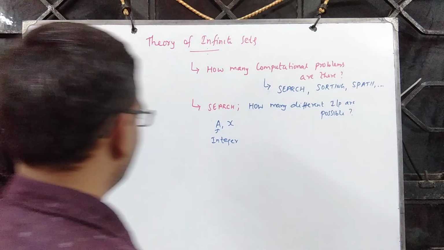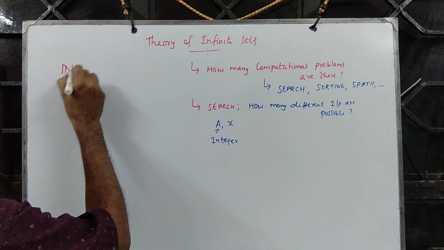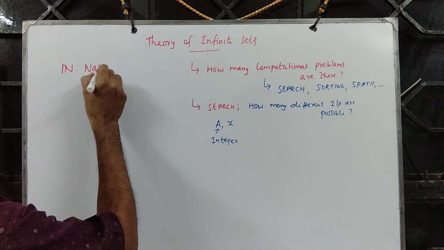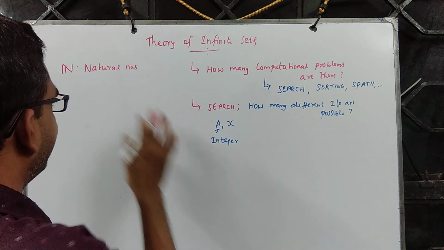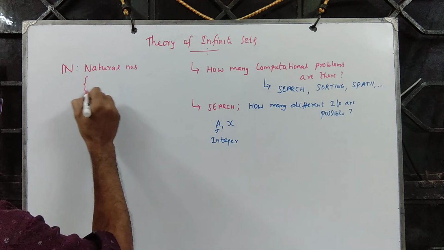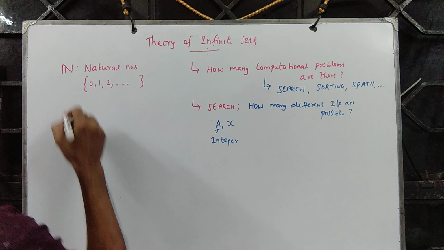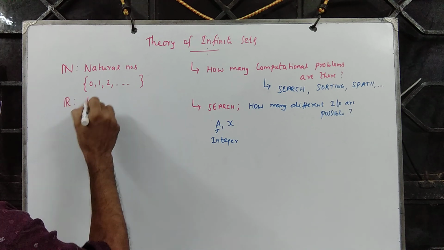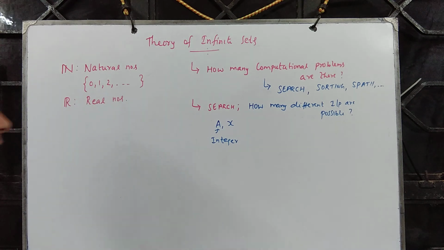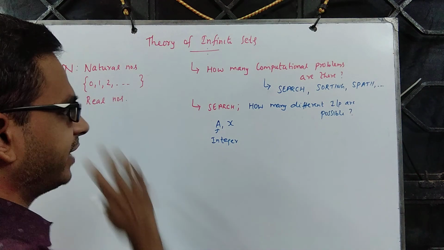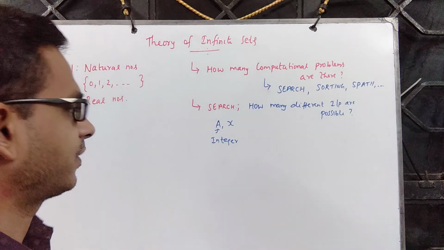Okay, let's focus on this. Something that you know already are the natural numbers. We don't differentiate natural numbers and whole numbers. So we say it starts from 0 and so on. Then you must have seen real numbers. So we'll keep these two as base sets, and we explore other sets.